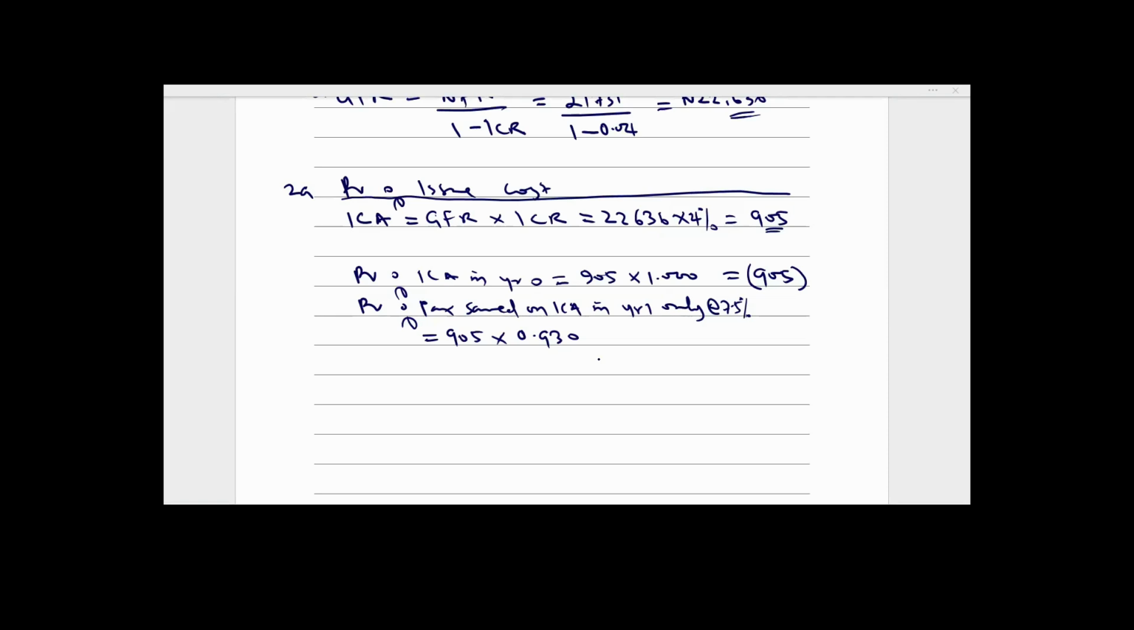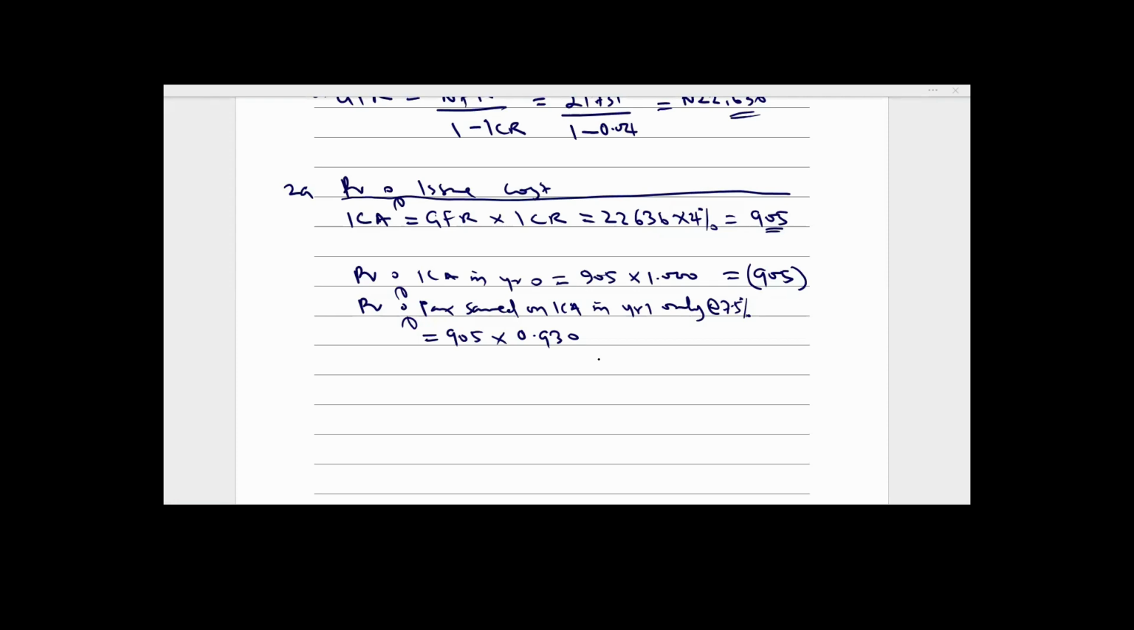Please just clarify, how did we get this 0.930 again? It's the discount factor of the 7.5%. Yes, so you just do 1 plus r raised to power minus 1. Let me do it again to confirm. 7.5 divided by 100, it's correct, plus 1. That's 0.930.